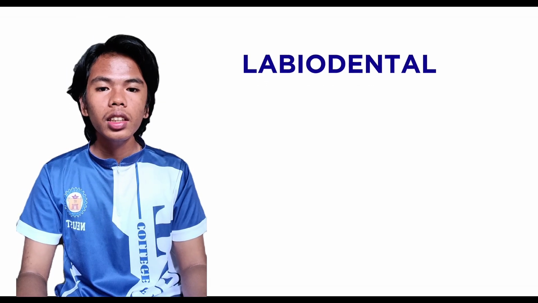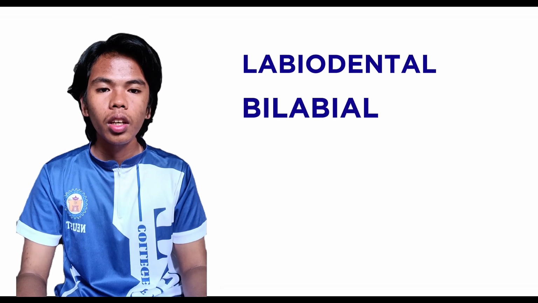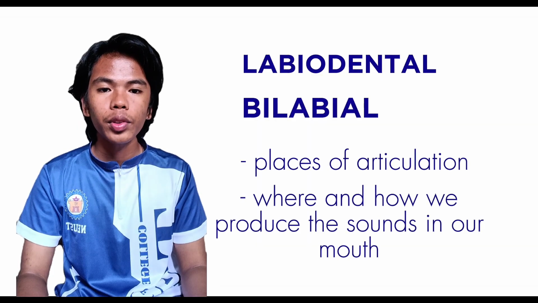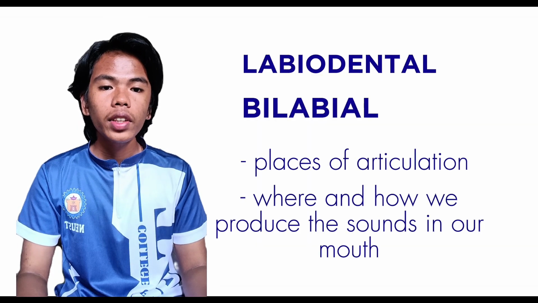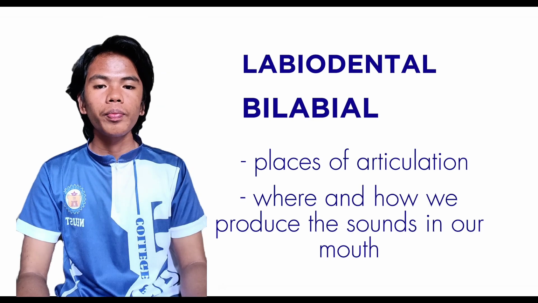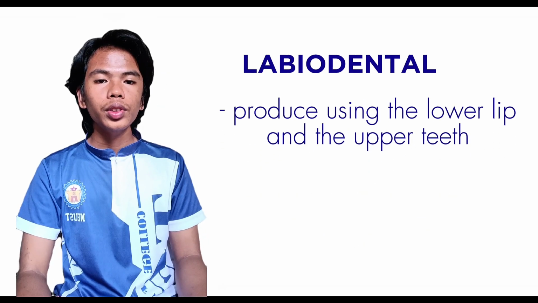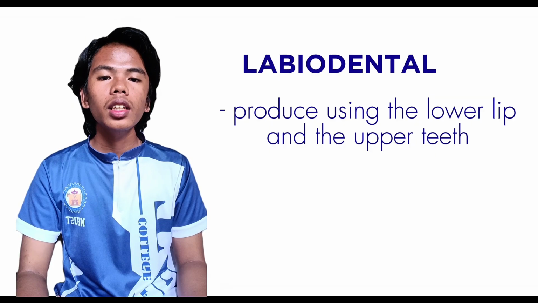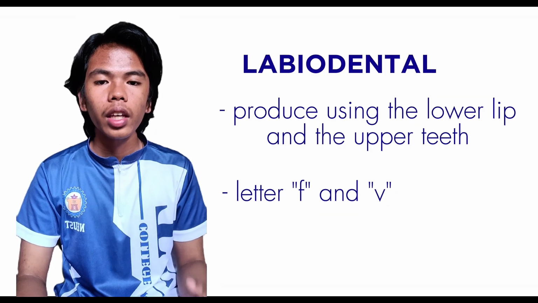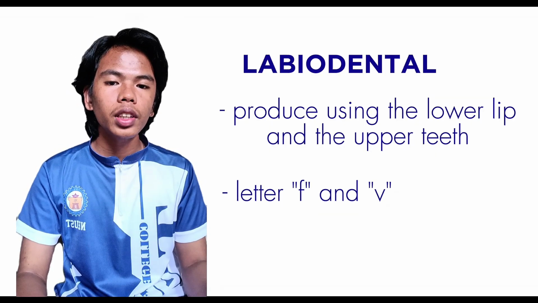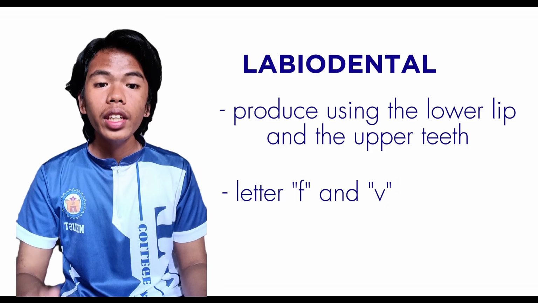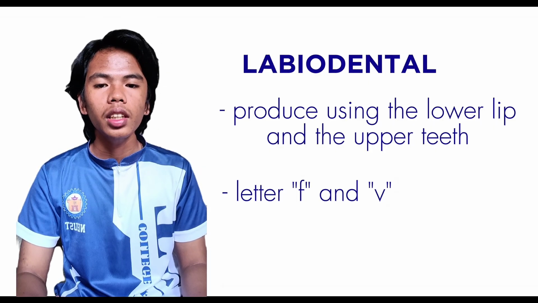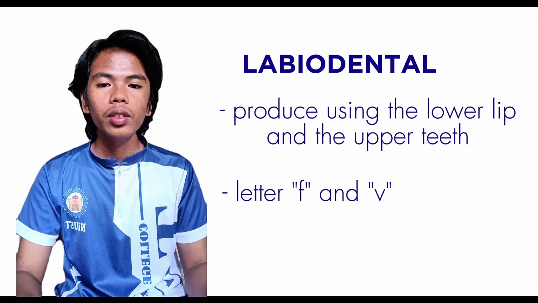So labiodental and bilabial are both places of articulation. It is where and how we produce the sounds of letters using our mouth. So labiodental sounds are produced using the lower lip and then the upper teeth. So these labiodental sounds are the letter F and V. Let us try to pronounce the F and V if they are really produced using the lower lip and then the upper teeth. So say it with me.